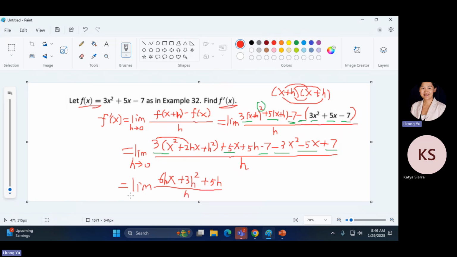So we divided by h, and then h is approaching 0. So this is the limit of the calculation when h is approaching 0. Now this calculation shouldn't be too hard. We have a division of a single term, so you can divide every single one by the h. So 6hx divided by h cancels the h. The first term after the division is 6x. And then the middle term is 3h squared divided by h. You cancel one of the h, so that is 3h.